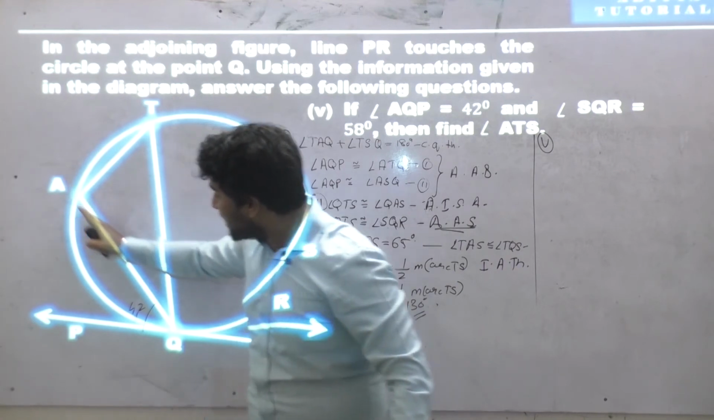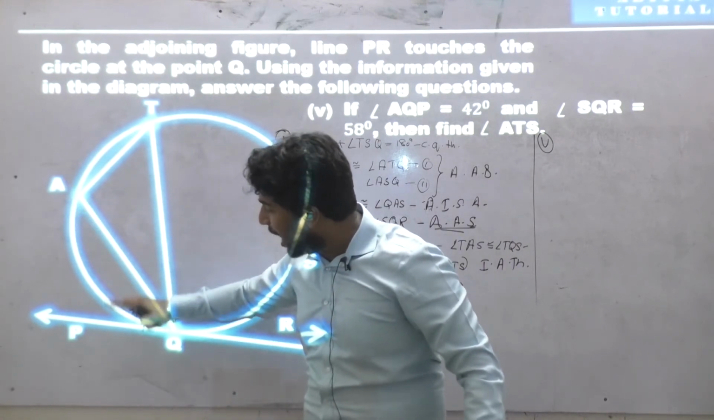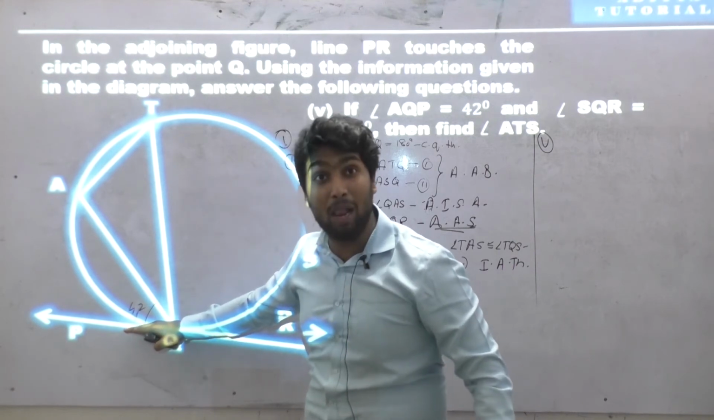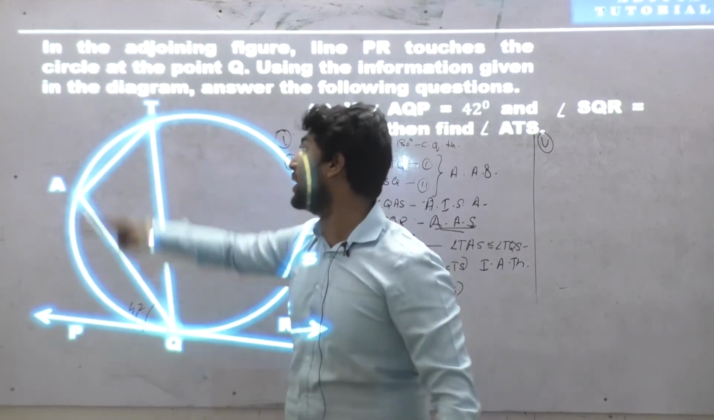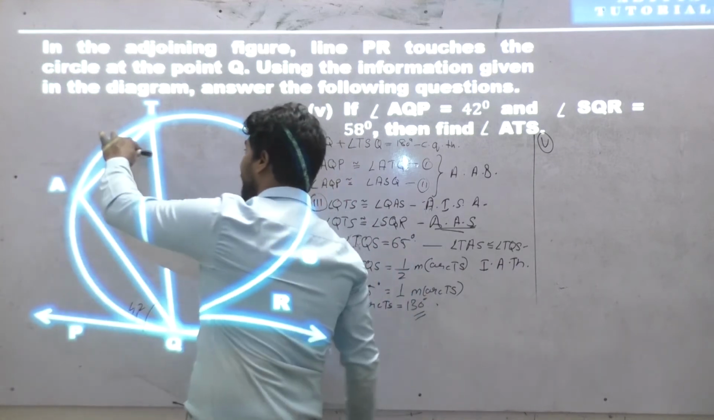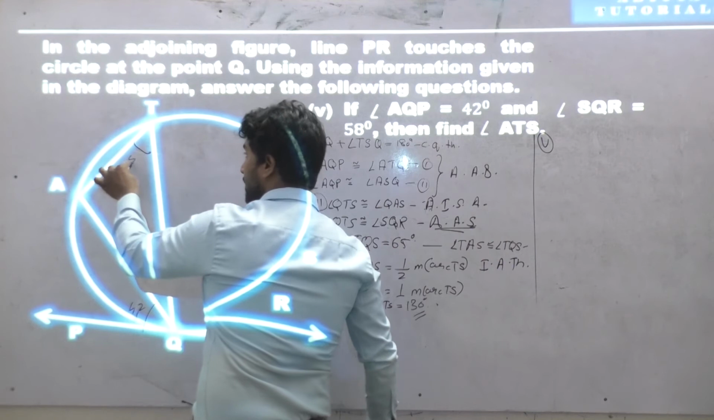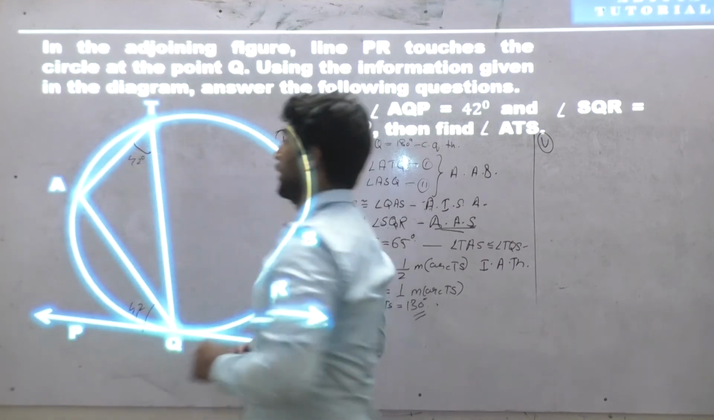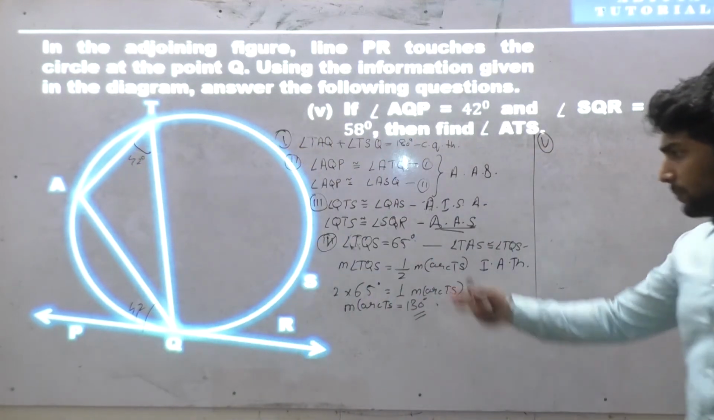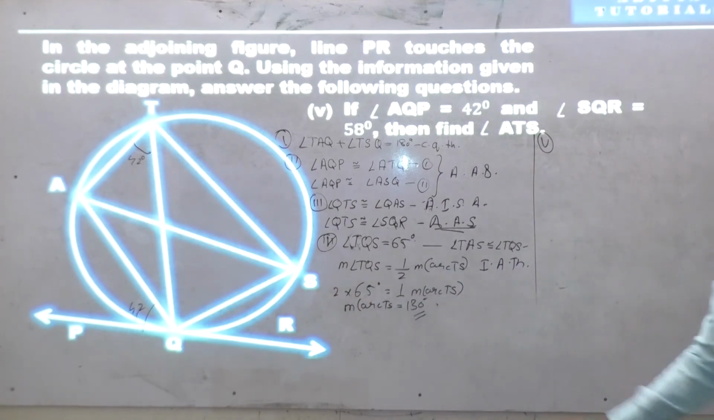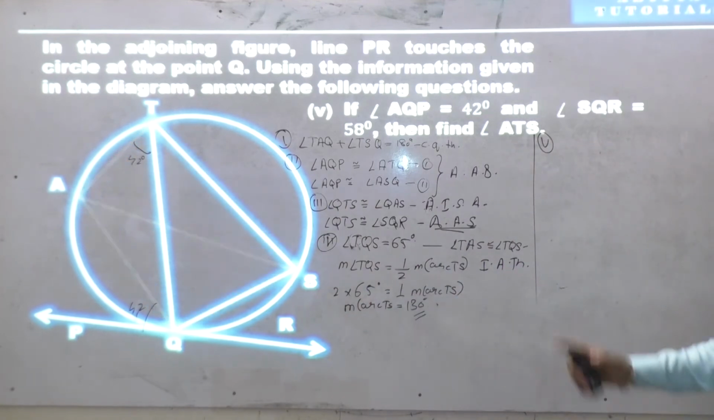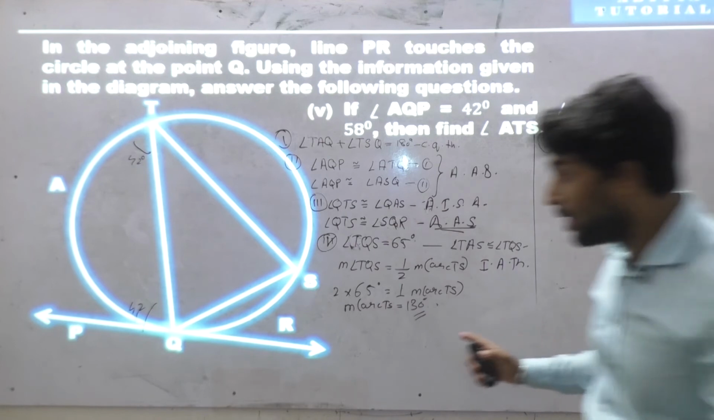The angle which the chord makes with the given line is equal to the angle in the alternate segment. Okay, तो मैं क्या बोल सकता हूँ? This is 42 degree. This is also 42 degree. Okay now. अब SQR के बारे में बात करते हैं. Let's talk about SQR. Okay, क्या दिख रहा है मुझे?